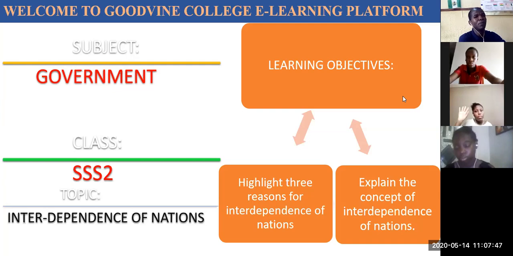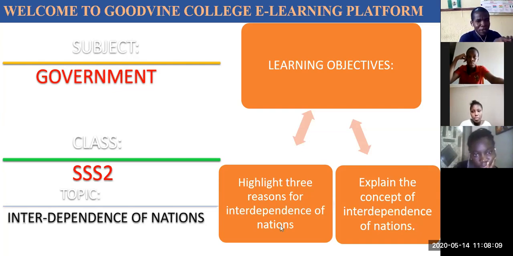Yes, Prudence. Interdependence of nations is like a relationship between dependent individuals or groups. Okay, a relationship between individuals or groups. We are not looking at individuals here. We are looking at the concept of country here. Nation.